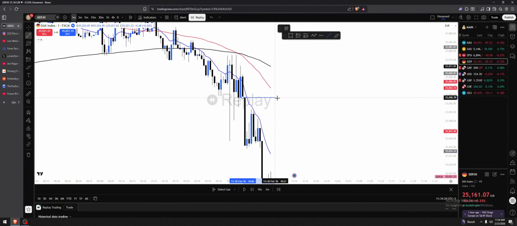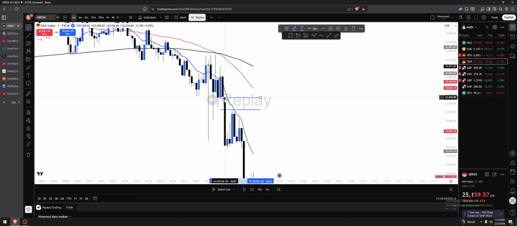This is named a fair value gap. This was a gap which was filled by this, and this is no longer valid. So right here we have our fair value gap. That's our first confluence if we want the supply zone to be valid.